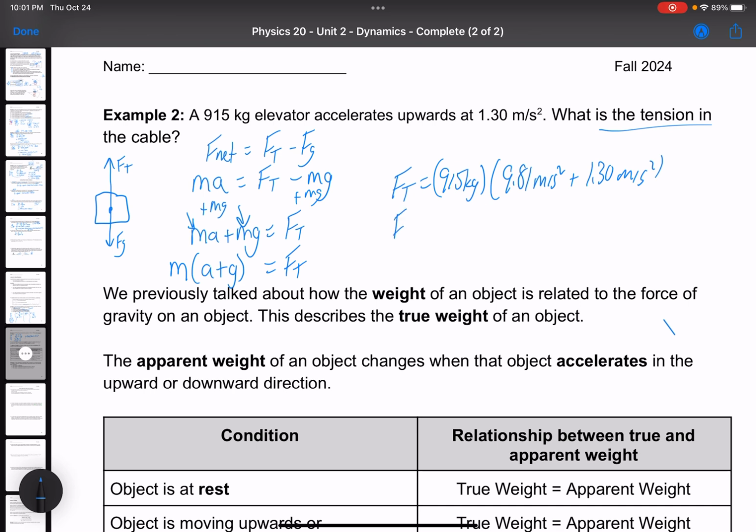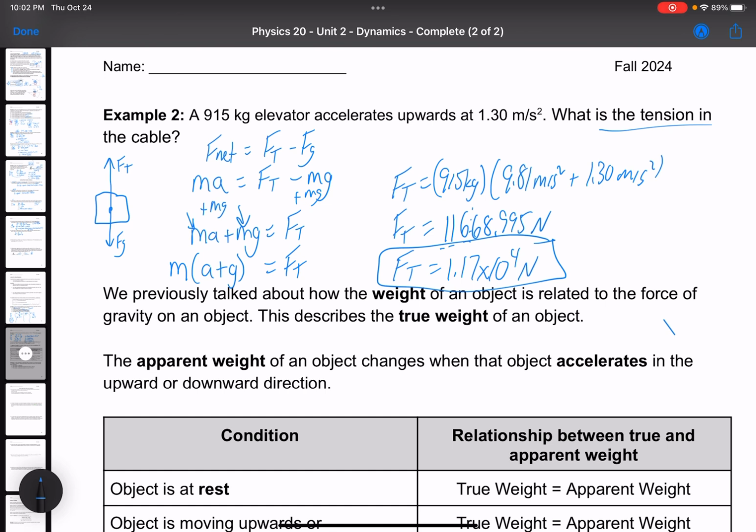All right, force of tension equals 11,668.995 newtons. And looks like we get 3 significant digits, so we're going to need some scientific notation here. So I'm allowed 1, 2, 3, and I'm rounding here, so 1.17 times 10 to the power of 4 newtons is my final answer. And that would be in the upwards direction.